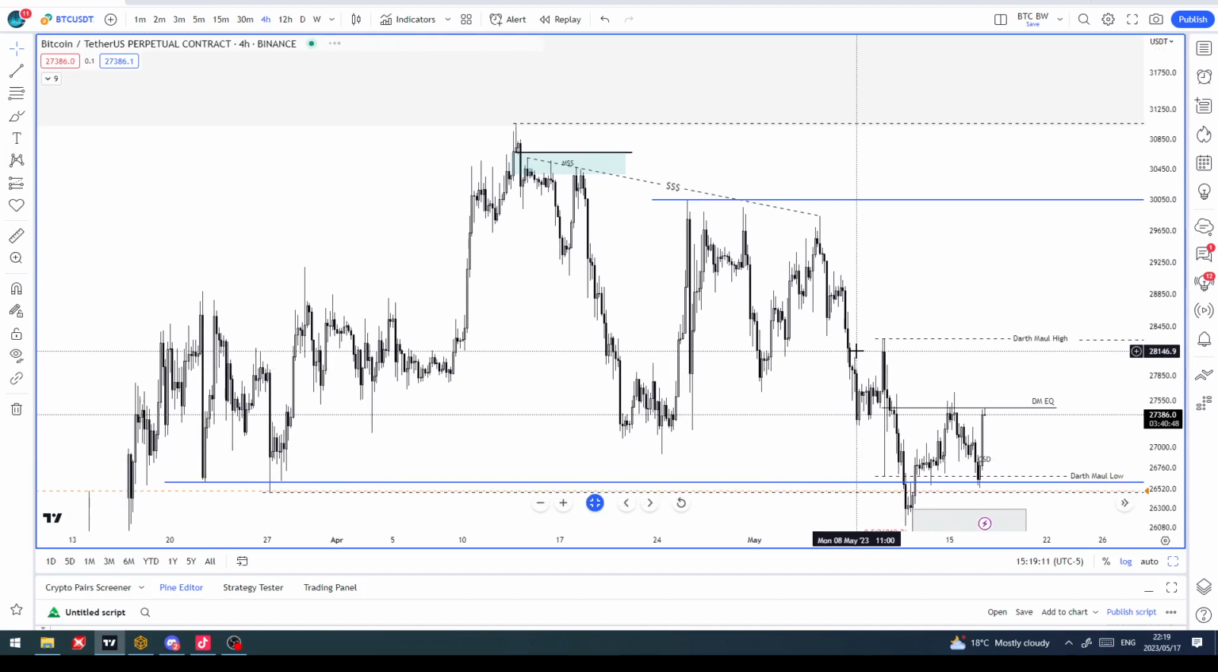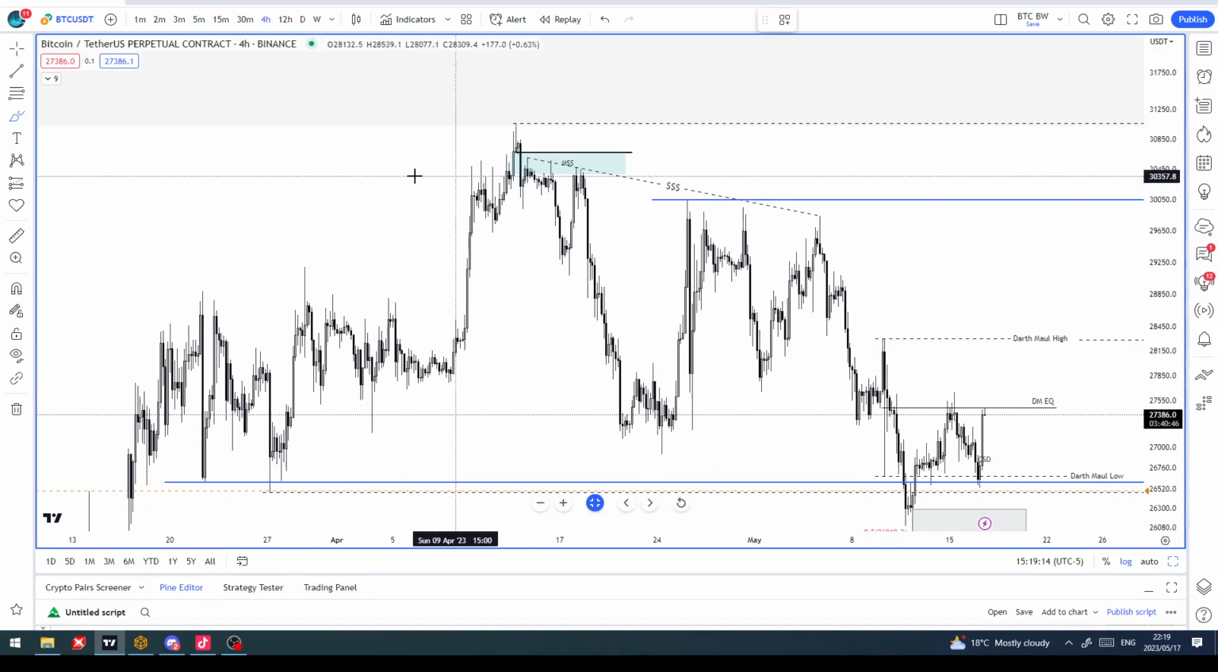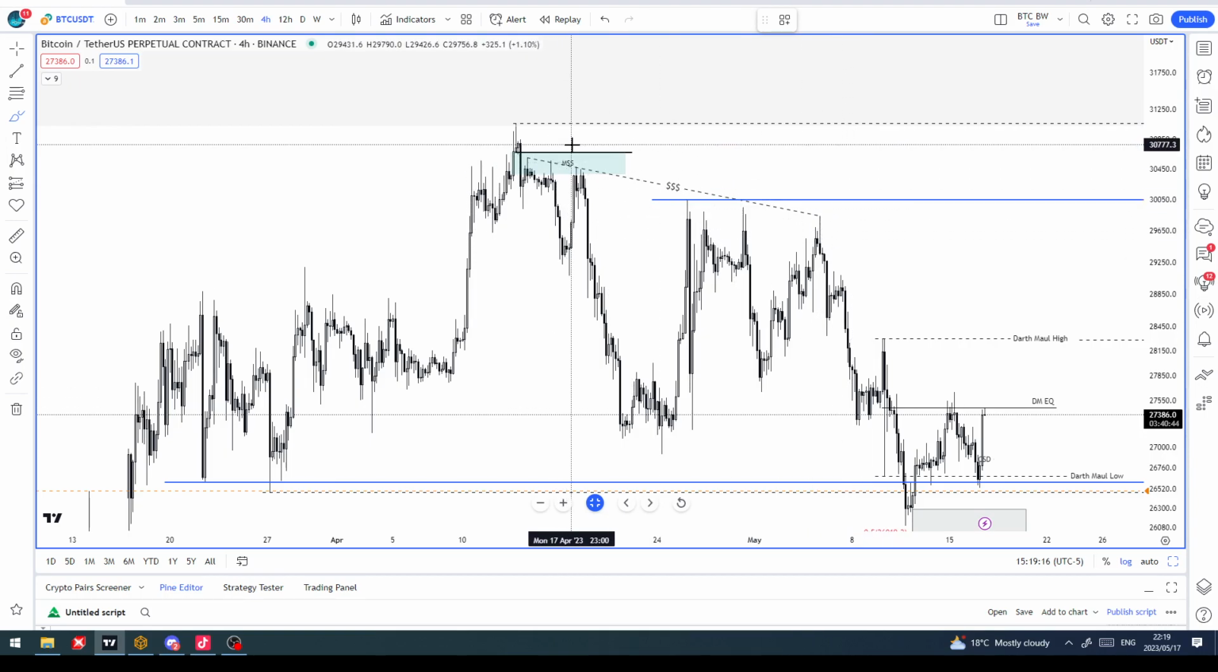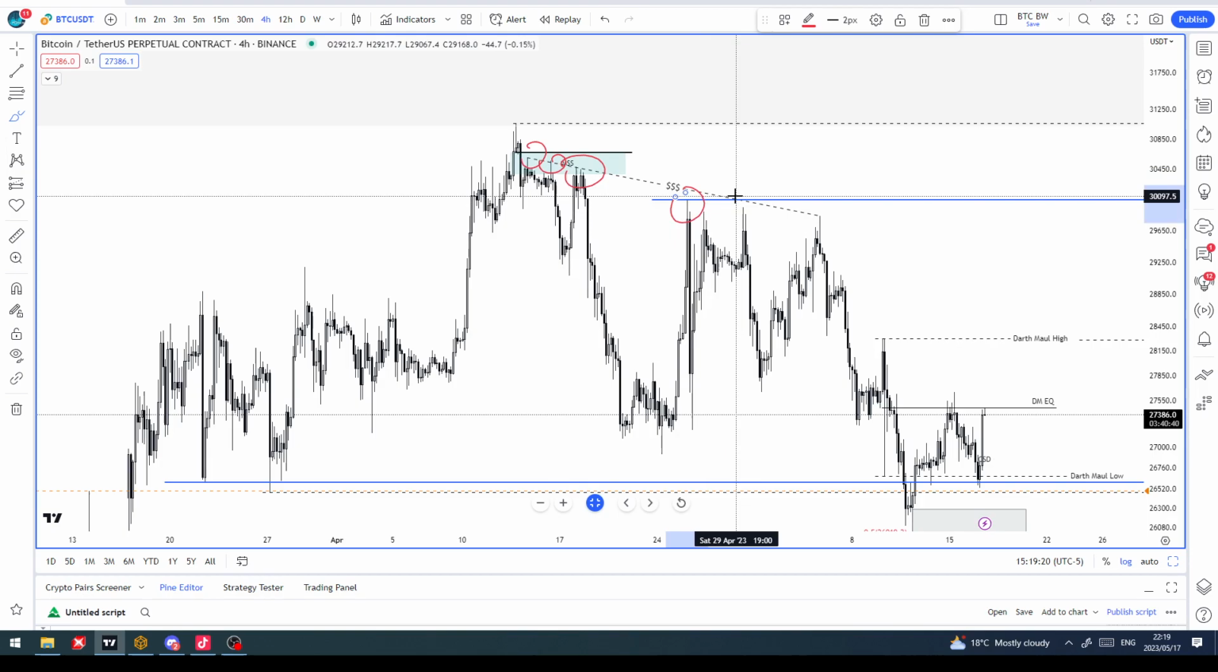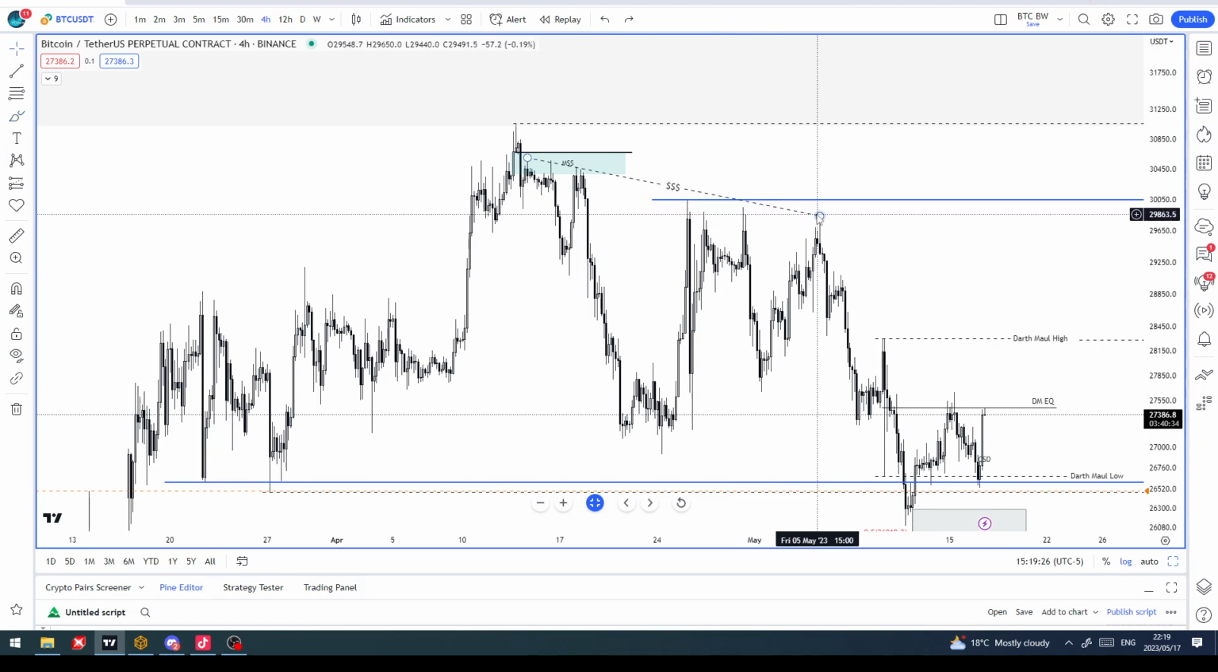Instead, what we've done is we've created a series of highs, right? Lower high, lower high, lower high, lower high. I sound like those penguins from Madagascar. Lower high, lower high. All of this is liquidity here.